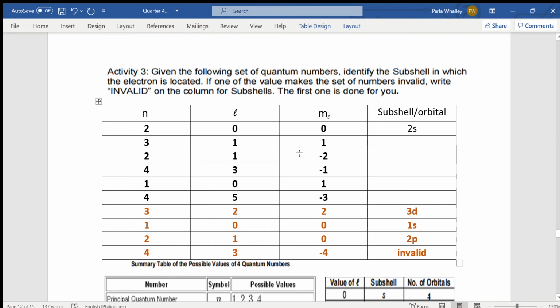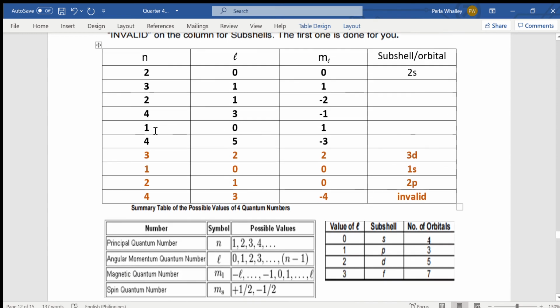Okay, so how do we answer this one? If n is 2, the value of L could be 0.